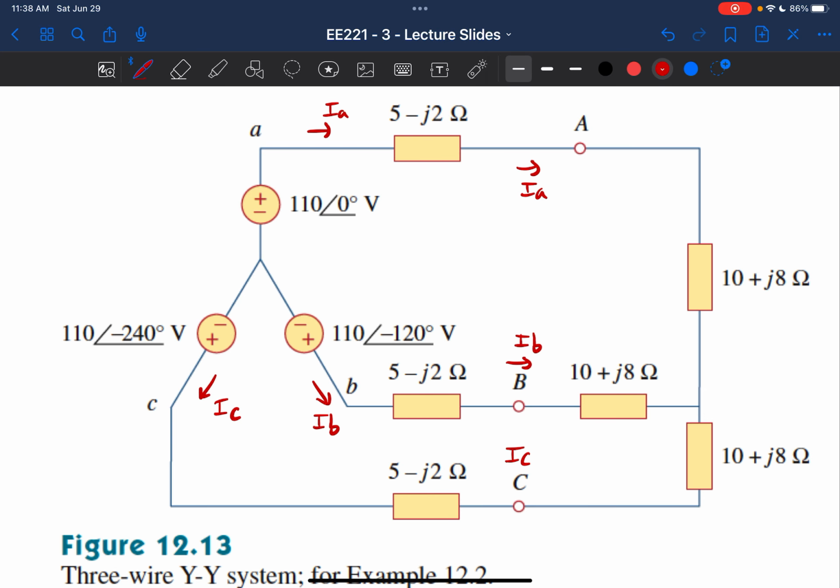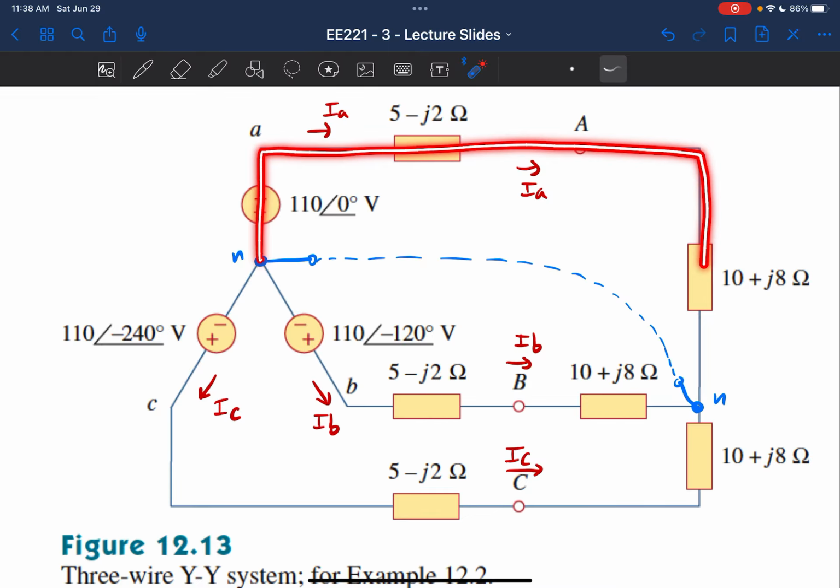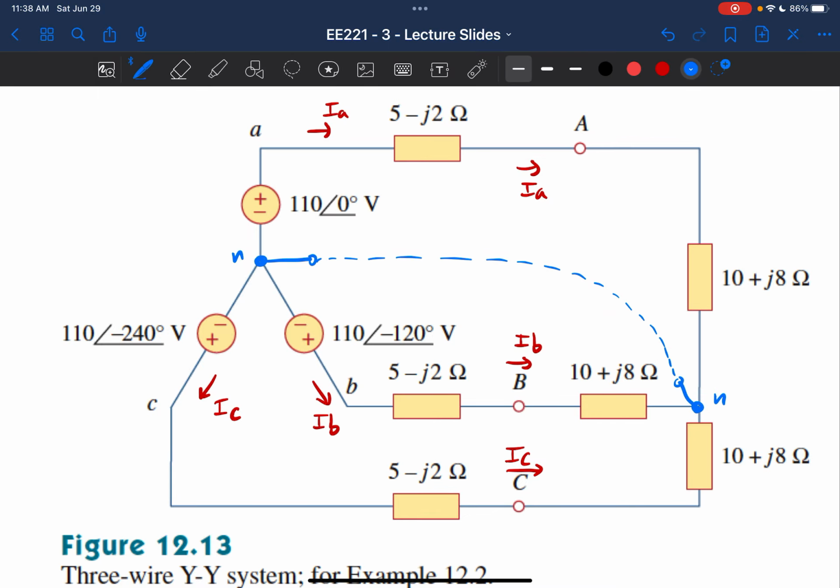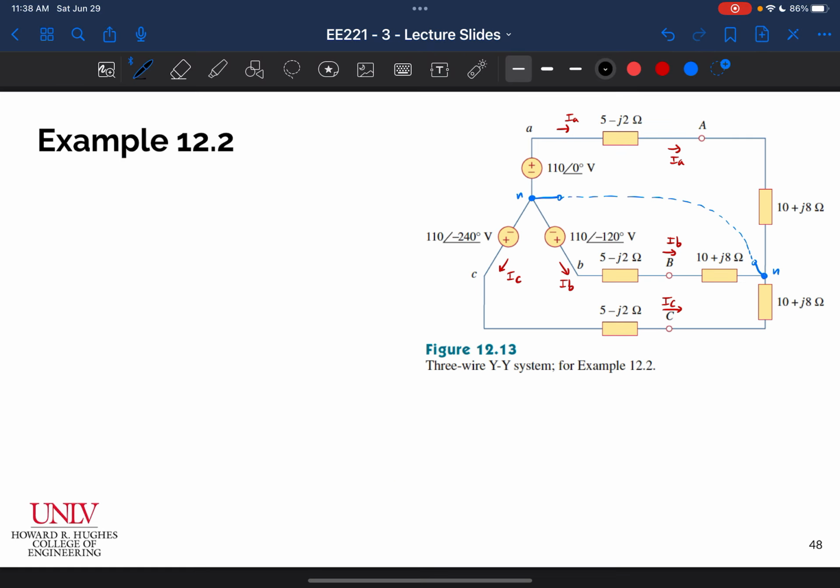I think it's important to note, again, that they didn't even draw the neutral here, even though we know it's there. They didn't draw it because we assume that the current through the neutral is 0, so we can assume that it's an open. But it's important to draw it for the sake of analysis, so that we can see I do have a closed loop here that I can sketch. So let's go ahead and do that, and we'll do that 3 times.